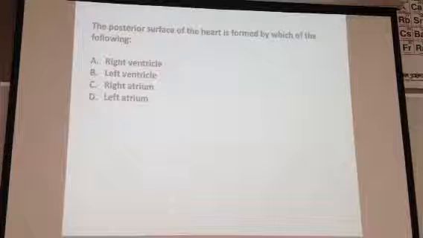Left ventricle. I was thinking noise. What? Is it the left ventricle? Primarily. Right. Posterior surface.